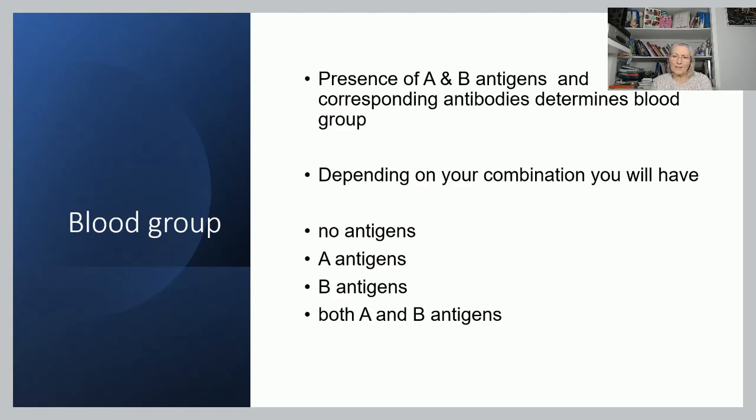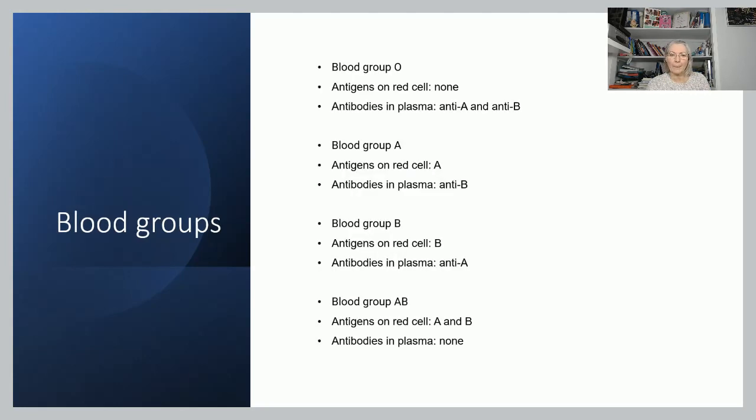The presence of A and B antigens, and whichever antibodies correspond to those, will determine what blood group you are. So you will have either no antigens, so no A or B antigens on the red blood cell, or just A antigens, or just B antigens, or A and B antigens on the red blood cell. If you are blood group O, which I am, that means I've got no antigens on the actual surface of my red cells, but in my blood plasma I will have anti-A and anti-B antibodies.